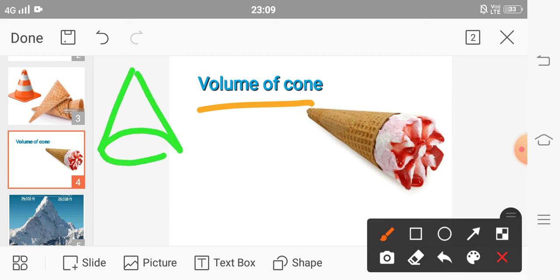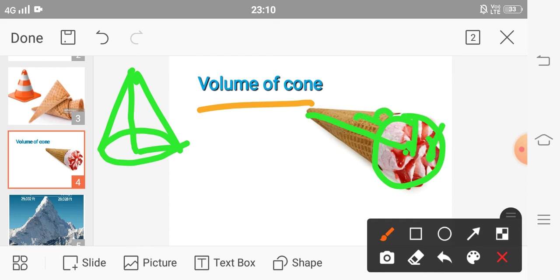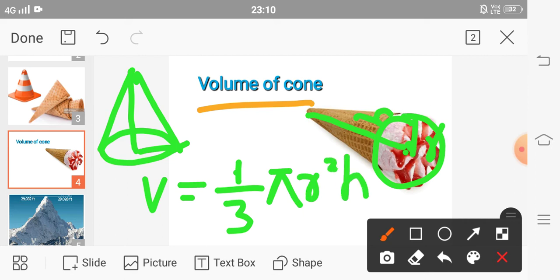This is a cone. In this cone, this is called height. This is radius r. This is height. Volume of cone equals 1 by 3 pi r square h cubic units. What is the formula for volume of cone? 1 by 3 pi r square h.